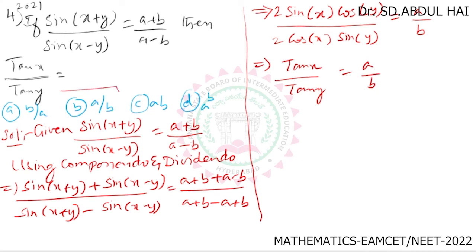Therefore, my answer is, what is the correct option? That is the second, B. Okay. So this is also asked in 2021 examination.